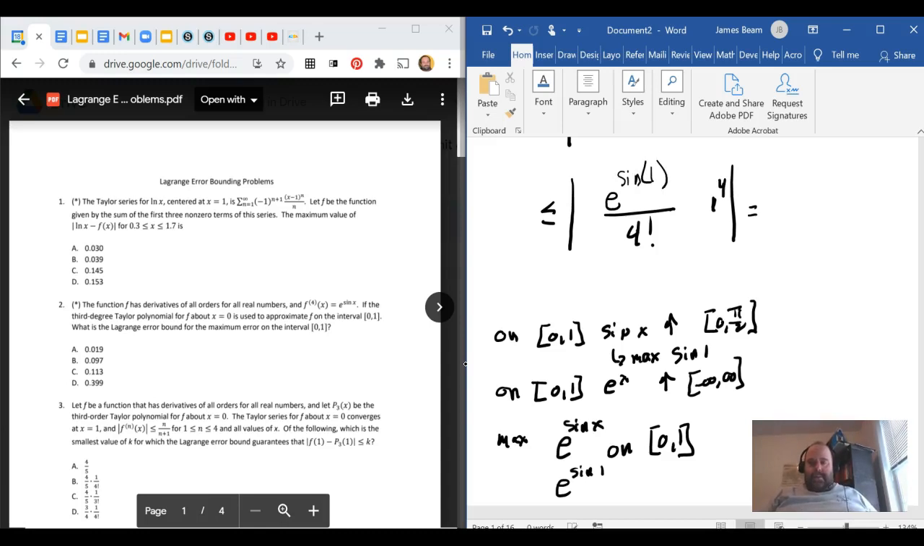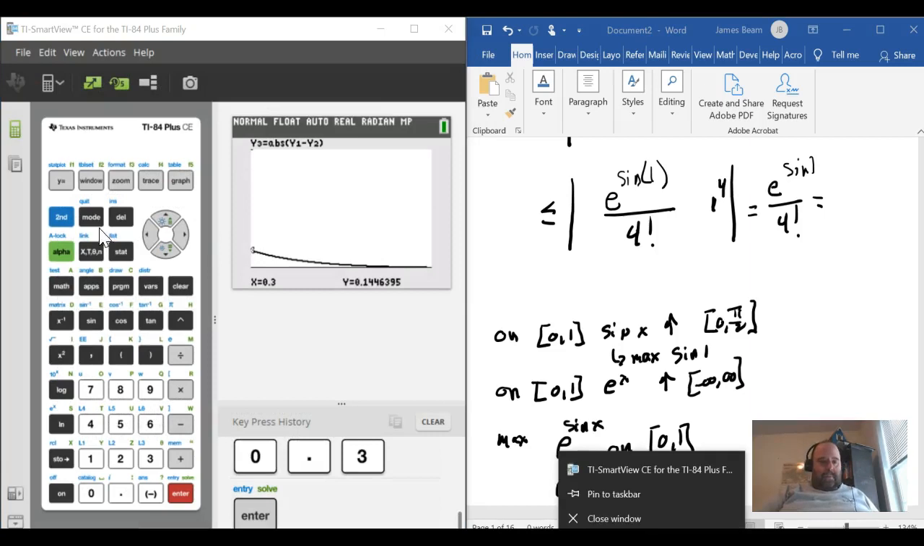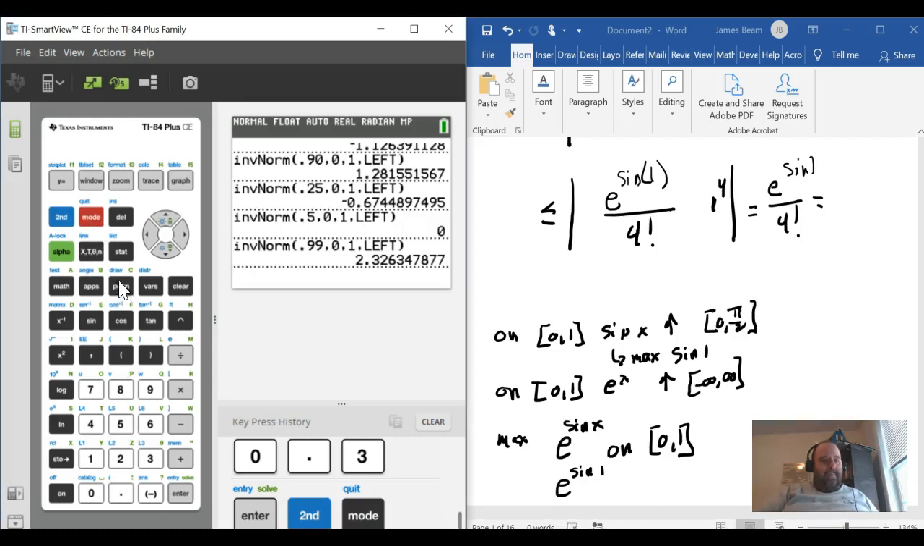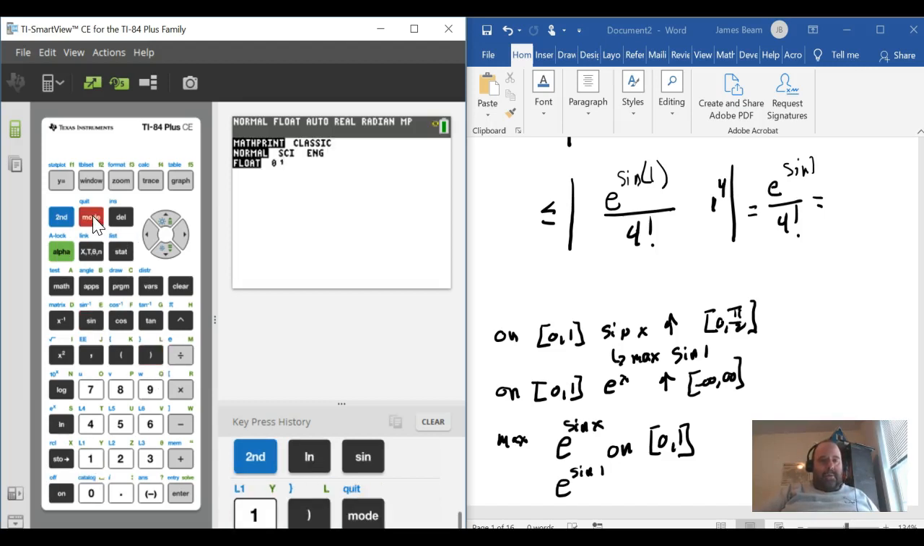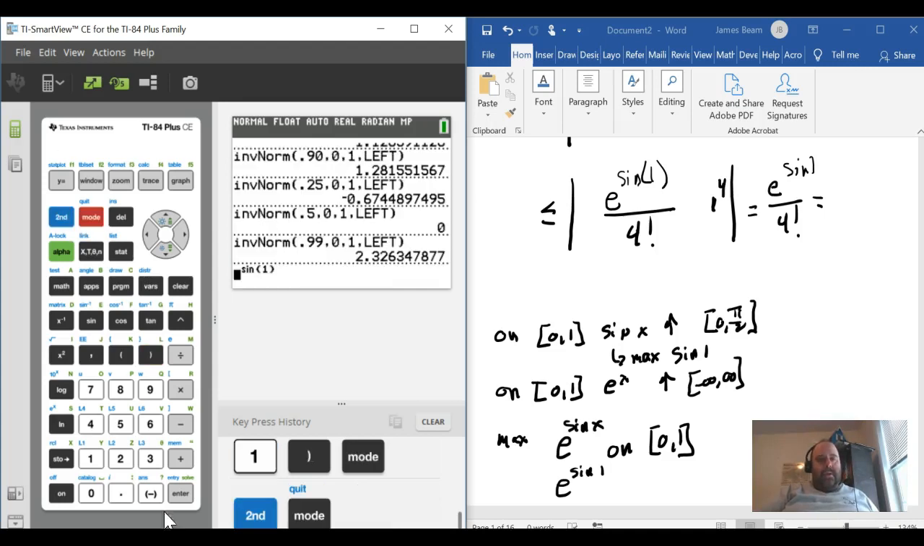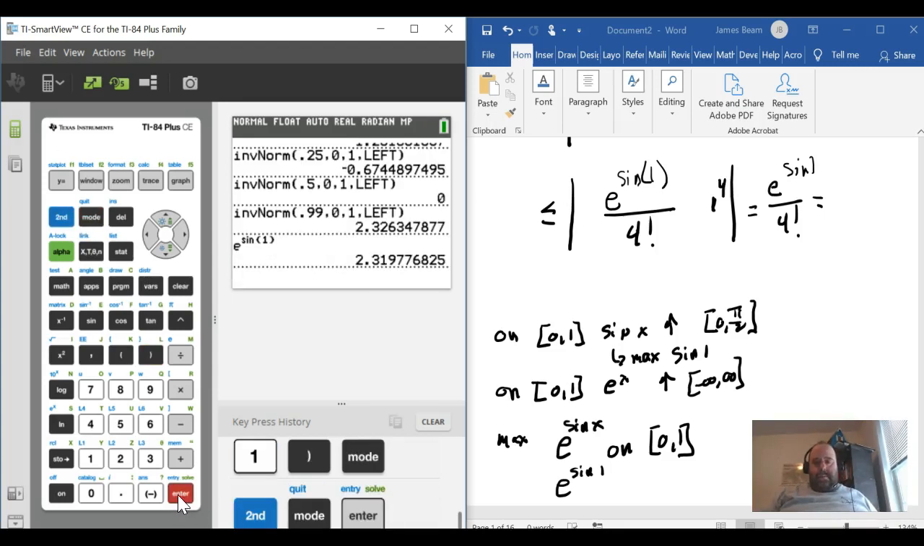All right, so this is just 1. So I need to know what is e to the sine of 1 over 4 factorial. Right, this is a calculator active problem. So I go in, second quit, e to the sine of 1. Double check to make sure I'm in radians. I'm in radians, that's good. And the answer is 2.31977, whatever that is, right?